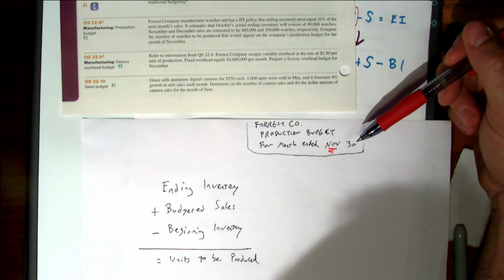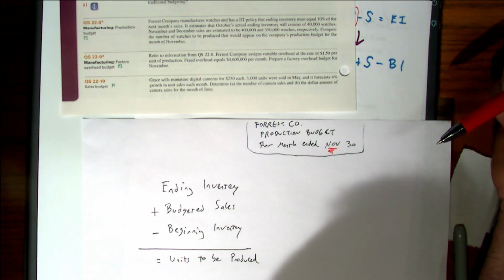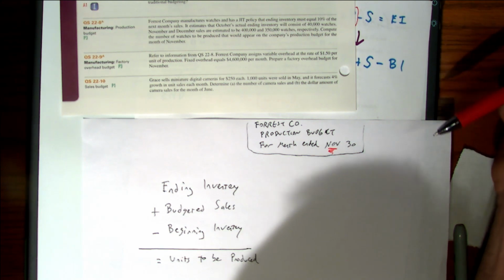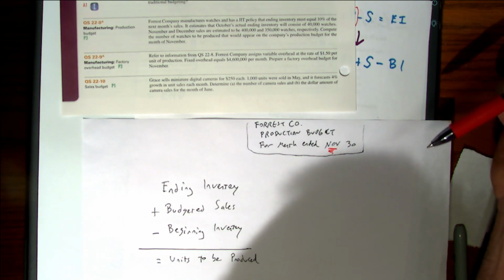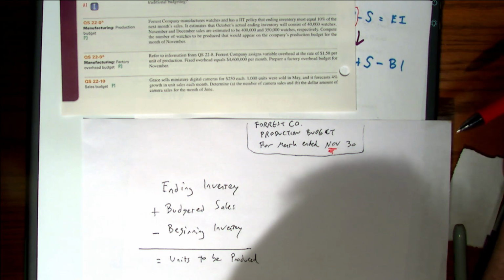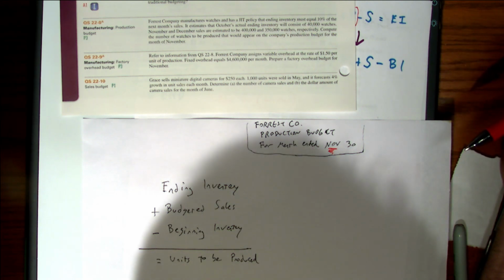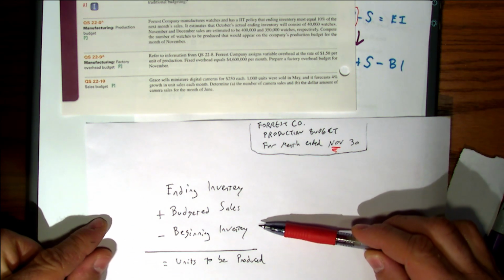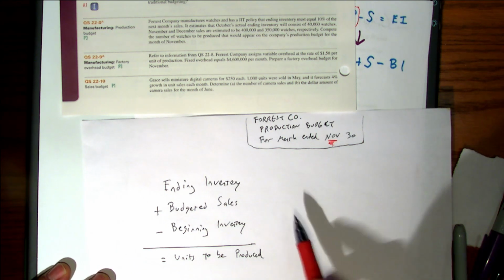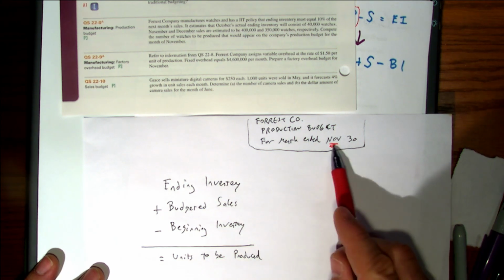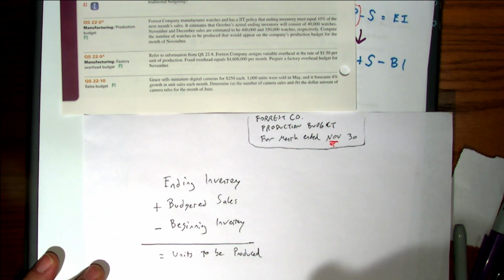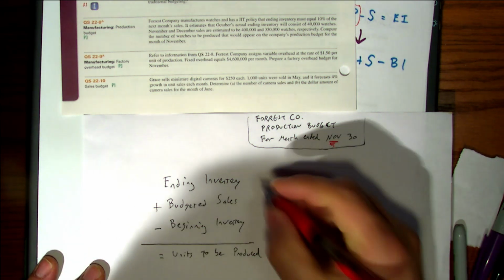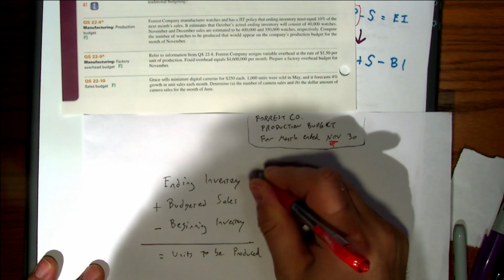The ending inventory for, well, the ending inventory for one month is the beginning inventory of the next month. Is that correct? Actually, we'll use that more when we come down here. I'll repeat that in a few minutes. But the ending inventory for November should be 10% of the next month's sales. Is that correct? So what is the next month's sales?